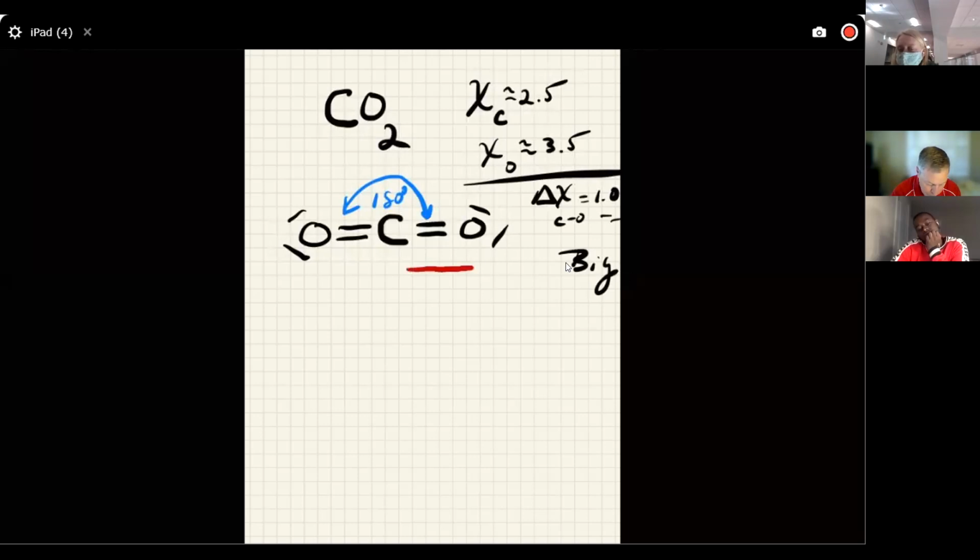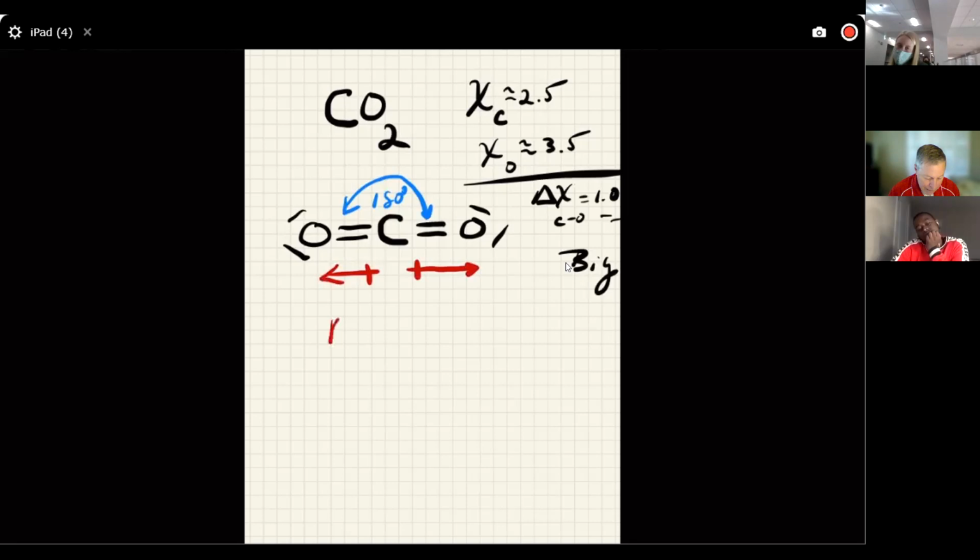Here's one. Remember, you always go from the positive to the negative. Your arrows go from the positive to the negative. So here's one vector, and here's the other vector. But remember what vectors are. Vectors have magnitude and direction, right? So I've got a huge bond vector pulling in one direction, but I have an equal and opposite vector pulling in the opposite direction.